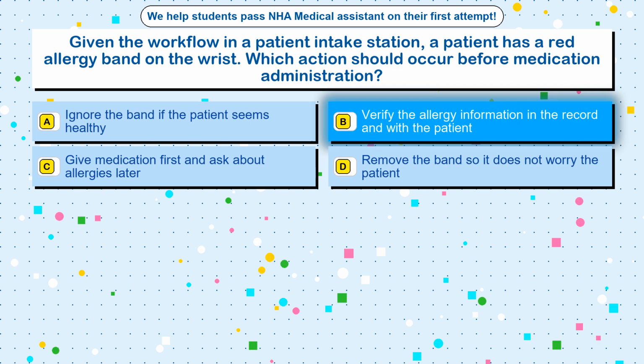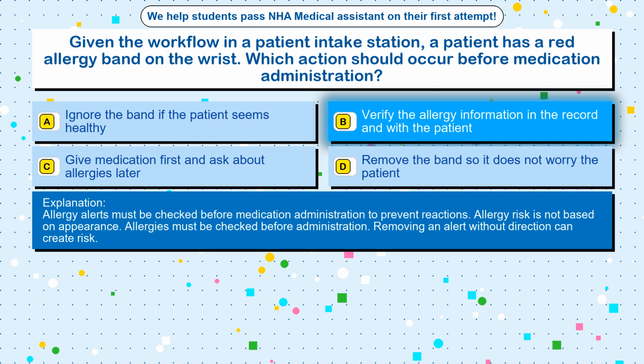The correct answer is option B. Verify the allergy information in the record and with the patient. Allergy alerts must be checked before medication administration to prevent reactions. Allergy risk is not based on appearance. Allergies must be checked before administration. Removing an alert without direction can create risk.